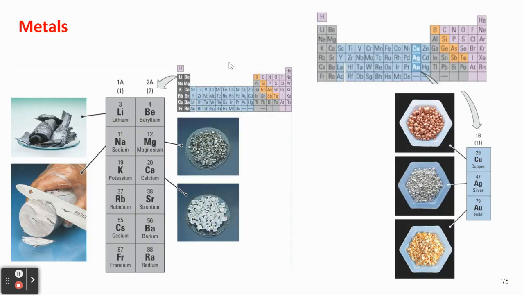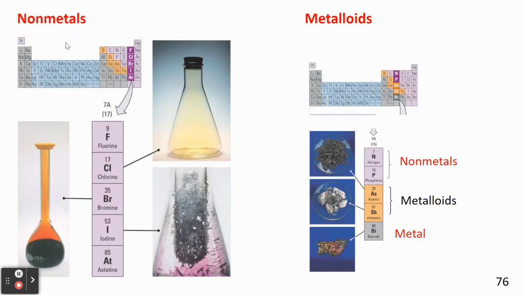Now, when we look at the periodic table, we can generally classify substances that are on the left-hand side of the periodic table as metals, elements that are on the right-hand side of the periodic table as nonmetals, and elements in the middle as what we refer to as metalloids. They have characteristics of both metals and nonmetals and are kind of the dividing point between our metals and our nonmetals.